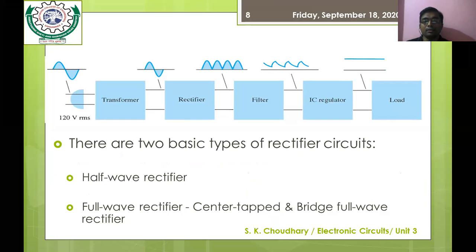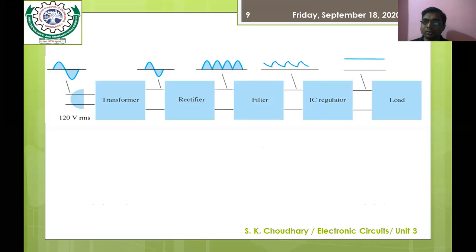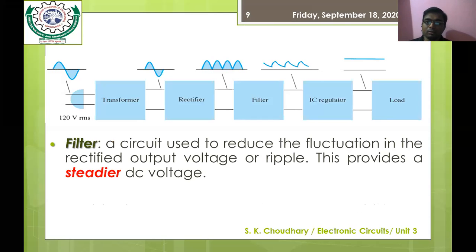Before the filter, I would just describe the types of rectifiers: half wave rectifier and full wave rectifiers. We know that. And in full wave rectifiers, you can either use a center tapped full wave rectifier or a bridge rectifier. Okay.